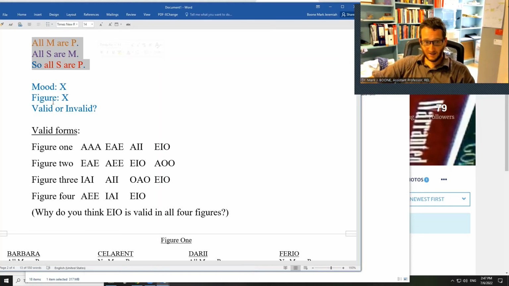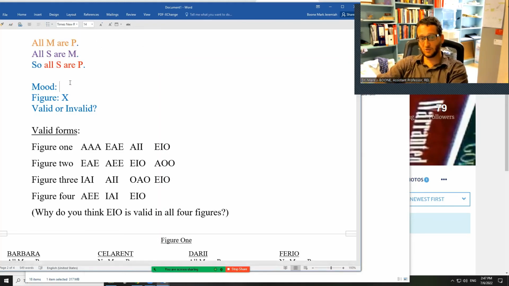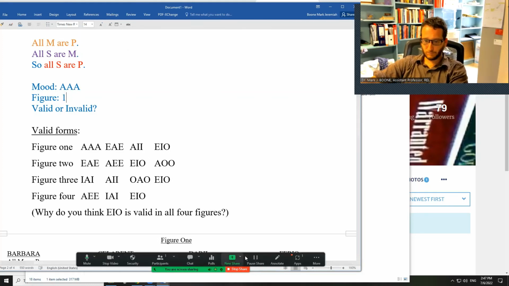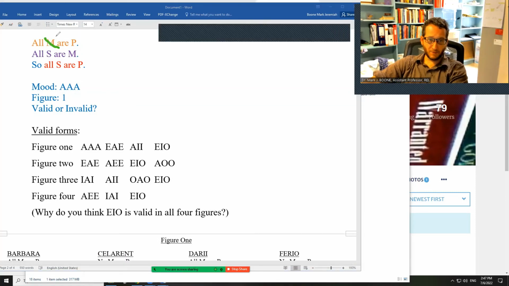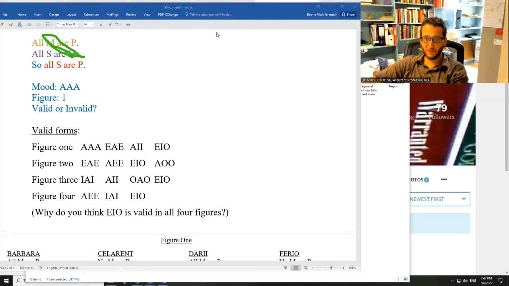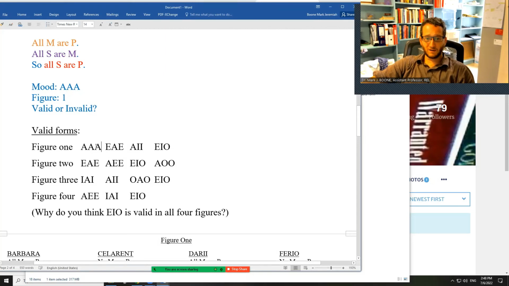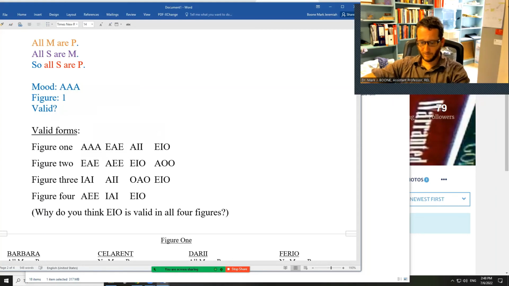And ta-da, it is such, because the mood is AAA. These are three all statements. The figure is figure 1 because M appears first in the first premise and second in the second premise, and that makes it figure 1. And AAA-1 is a valid mood-figure combination. That's how you test a categorical syllogism for validity using the mood-figure method.